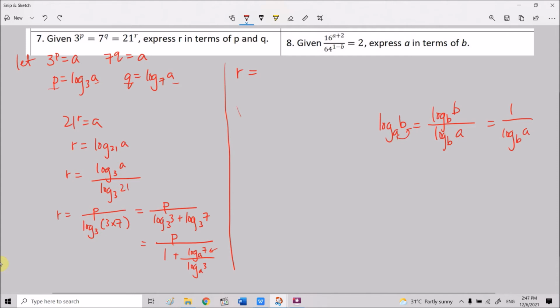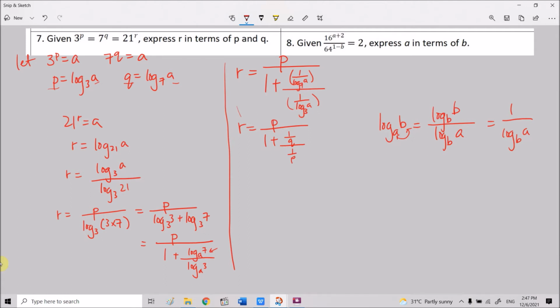So by using this law, here we get 1 over log base 7 of A for the numerator part. And then for the denominator part, it becomes 1 over log base 3 of A. Why are we doing this? Because we know that log base 7 of A is Q and log base 3 of A is P. So now we can substitute this one with 1 over Q, and this part becomes 1 over P.